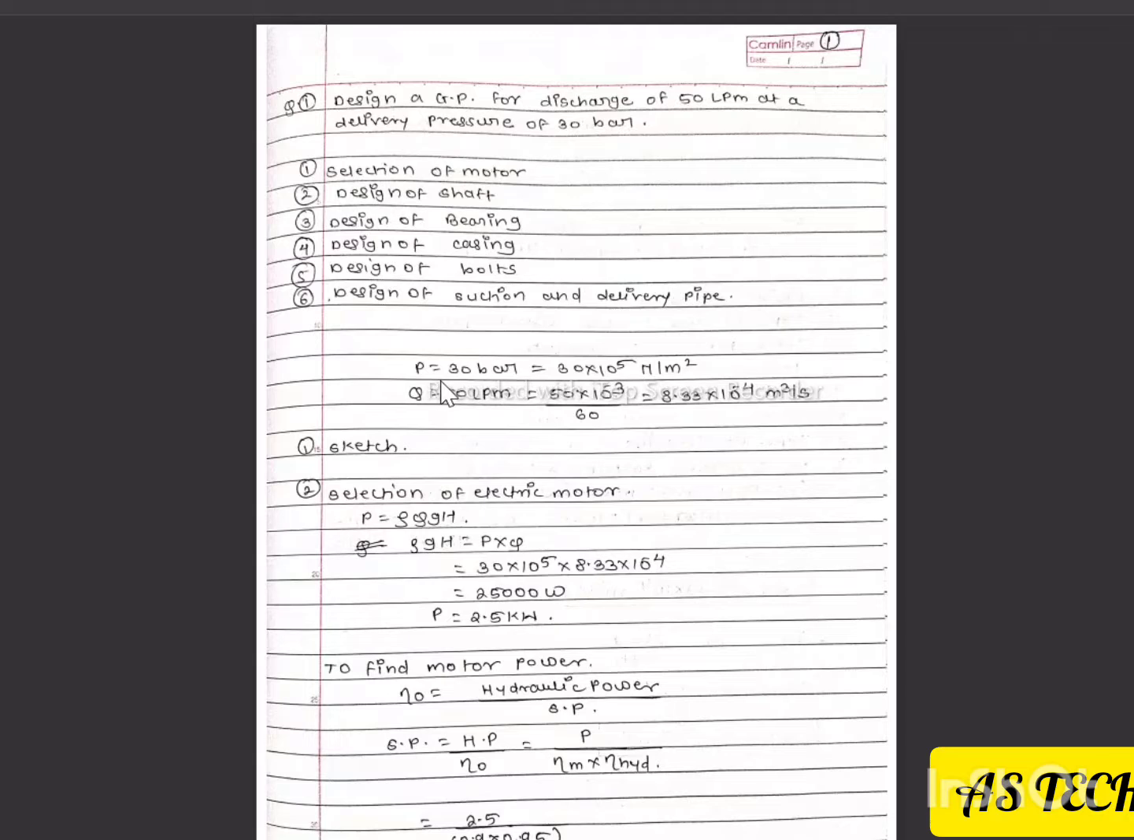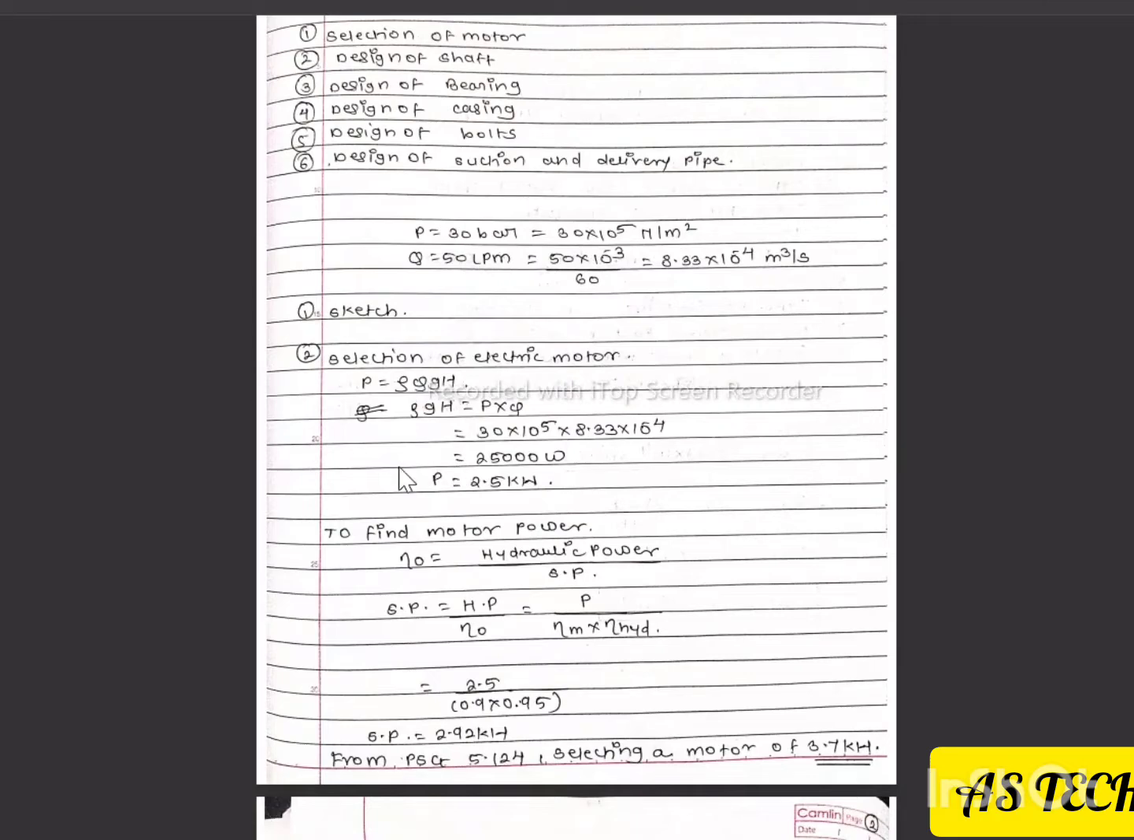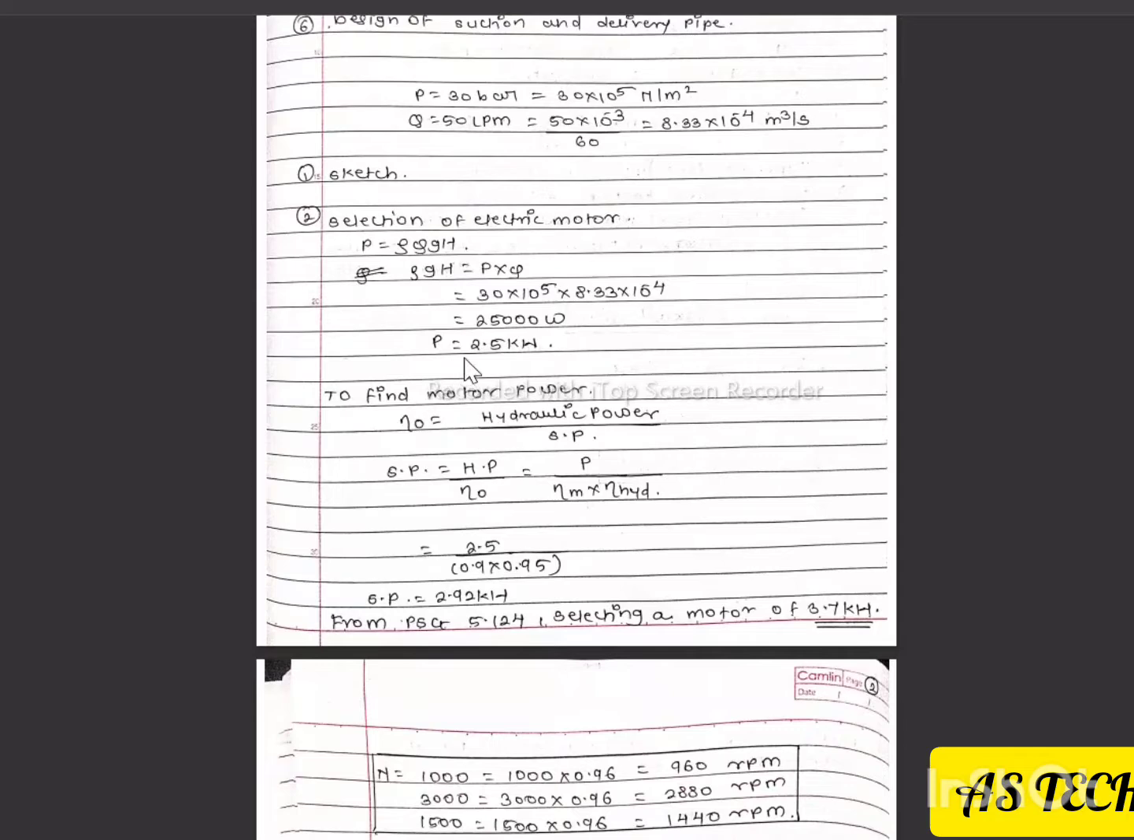So pressure is 30 bar, that is 30 into 10 raised to 5 Newton per meter square. Q equals 50 lpm, 50 into 10 raised to minus 3 divided by 60, we get the value of discharge in meter cube per second. The first step is to draw a sketch of the gear pump, and the second is the selection of an electric motor. As we know the basic formula, P equals rho Q g H, take rho g H on one side, so P into Q. Putting the values of P and Q, we get the basic power as 2.5 kilowatt.